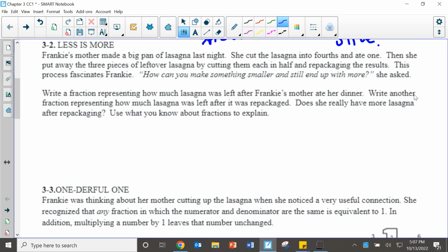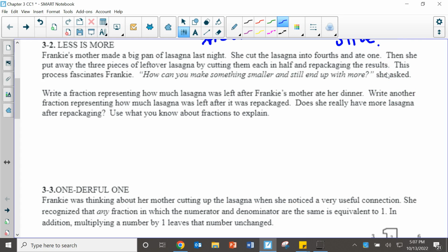So we need to take a minute, pause this, and go ahead and first come up with or write a fraction of what was left over after she ate. So before she cut anything up, what was left over? What fraction of the lasagna? Then go ahead and write a fraction of after she cut everything up. How much did she have? So go ahead and pause and solve for that.